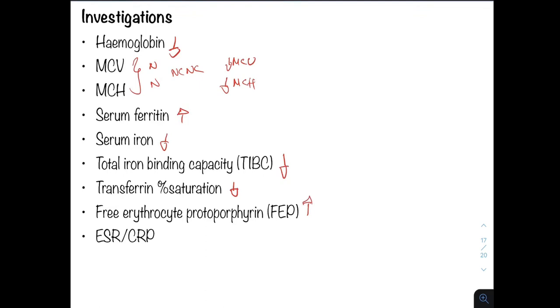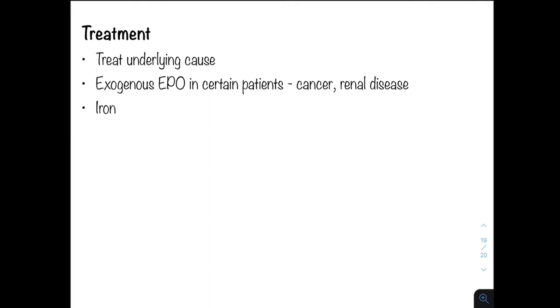You could consider measuring the markers of inflammation, including the ESR and CRP, both of which will be increased in anemia of chronic disease. In terms of treatment, because the anemia is caused by a chronic disease, then treating the disease should treat the anemia. So treating the inflammation caused by the chronic disease will decrease the hepcidin, and in turn this will free up iron stores.